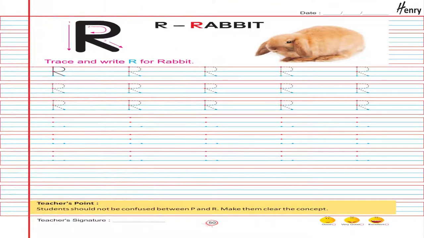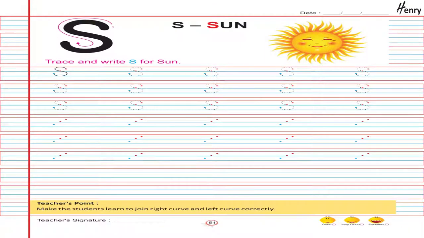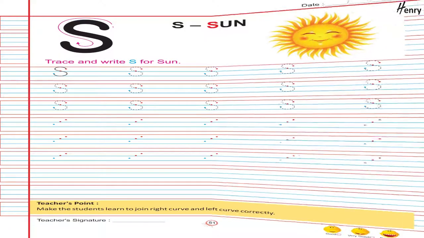R, rabbit. R, trace and write R for rabbit. S, sun. S, trace and write S for sun.